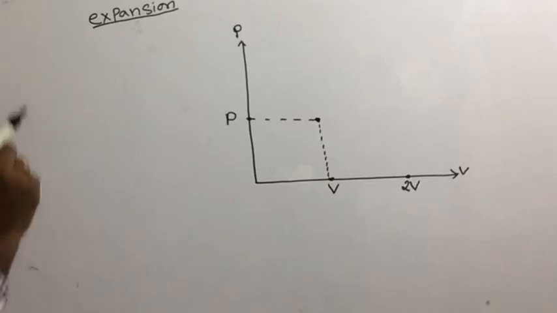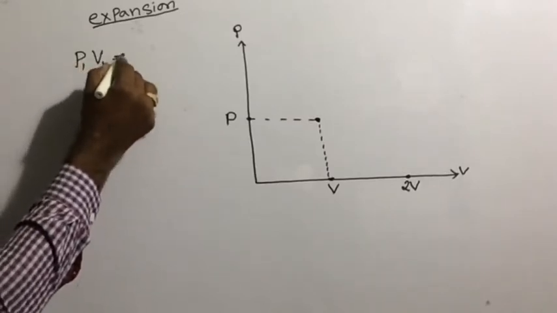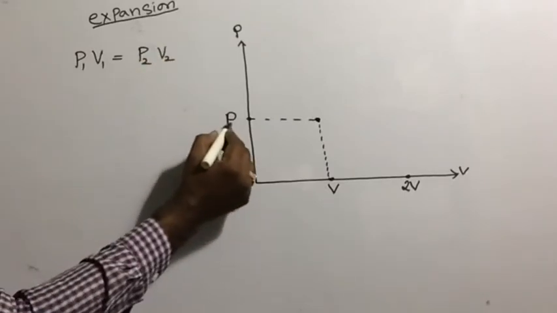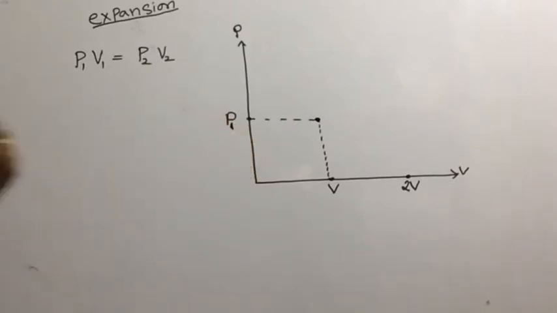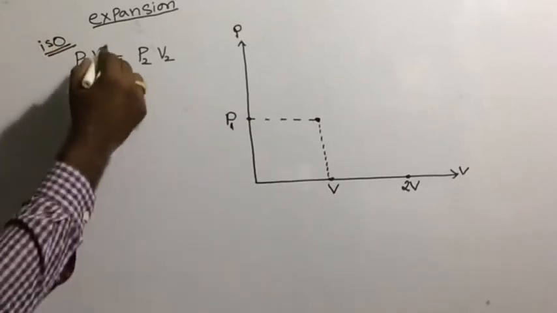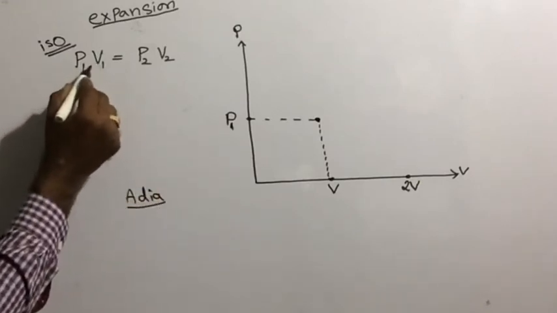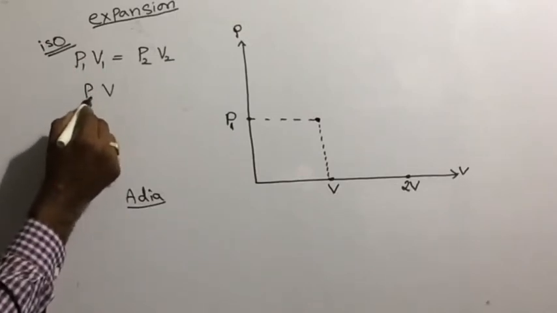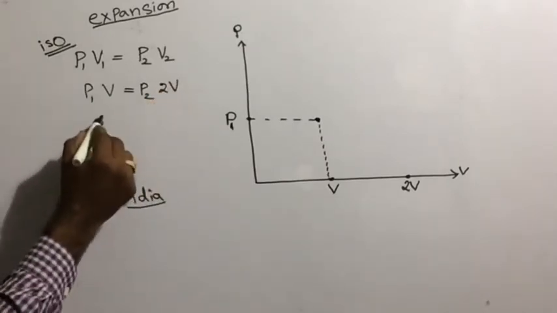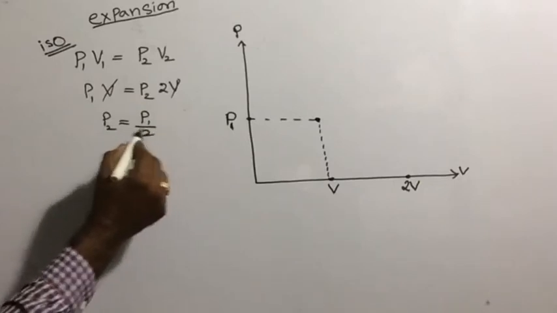Let us see in case of isothermal expansion, P1 V1 is equal to P2 V2. The pressure P1, this is P1. Let us see where will be the P2 here in case of isothermal process. And similarly we will see in adiabatic process. V1 is V, P1 we will write P1, P2, and in the place of V2 you can write 2V. So V and V get cancelled, P2 will be P1 by 2.